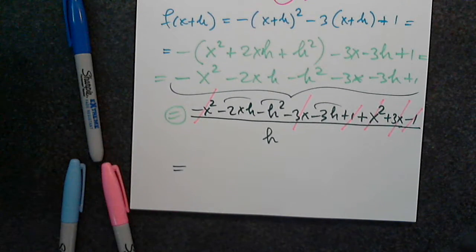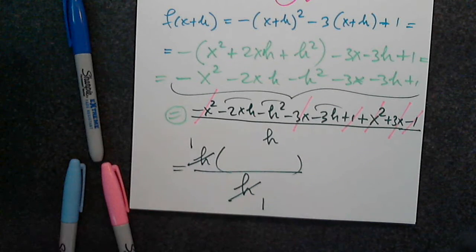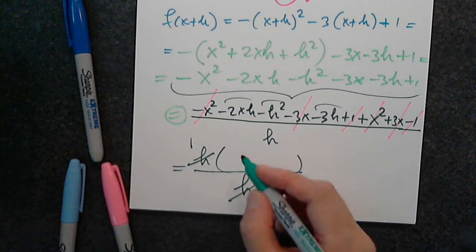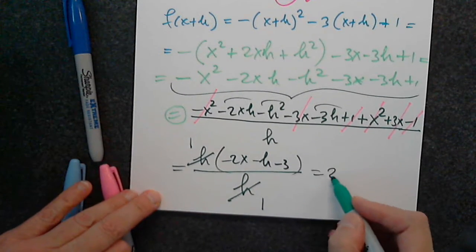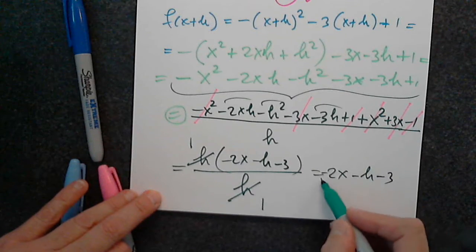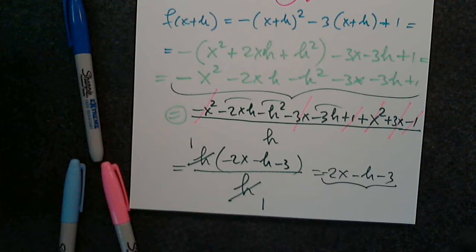Okay, what is the next step? Awesome. And that's how the h from the denominator gets simplified with an h from the top. The final answer will still have h in it. So what do we have left? Negative 2x minus h and minus 3. And that's the final simplified form. This represents the rate of change of this function between two close points together. Good. Any questions on this?